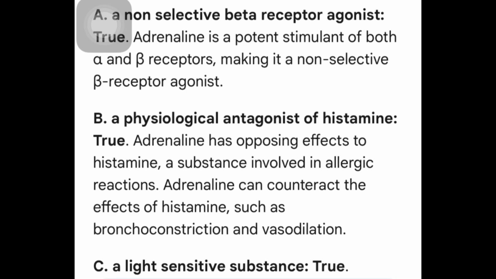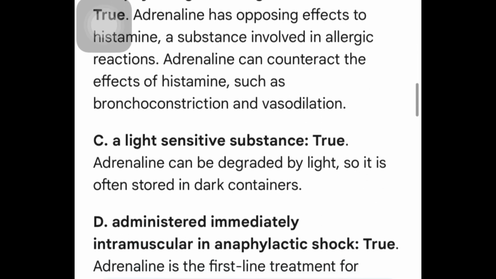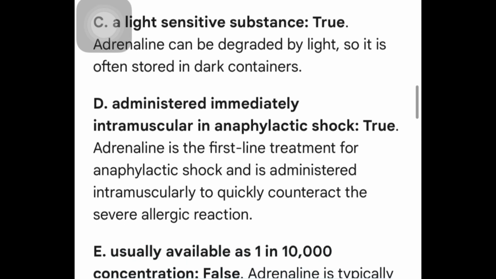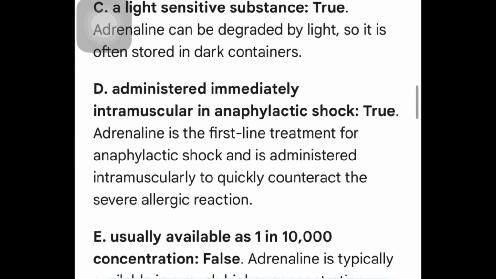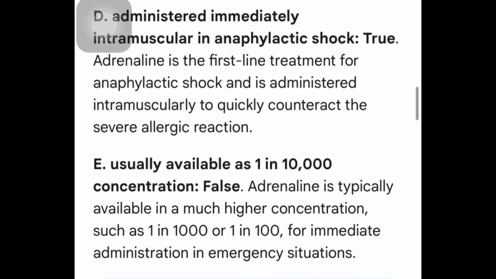C. A light-sensitive substance. True. Adrenaline can be degraded by light, so it is often stored in dark containers. D. Administered immediately intramuscular in anaphylactic shock. True. Adrenaline is the first-line treatment for anaphylactic shock and is administered intramuscularly to quickly counteract the severe allergic reaction.